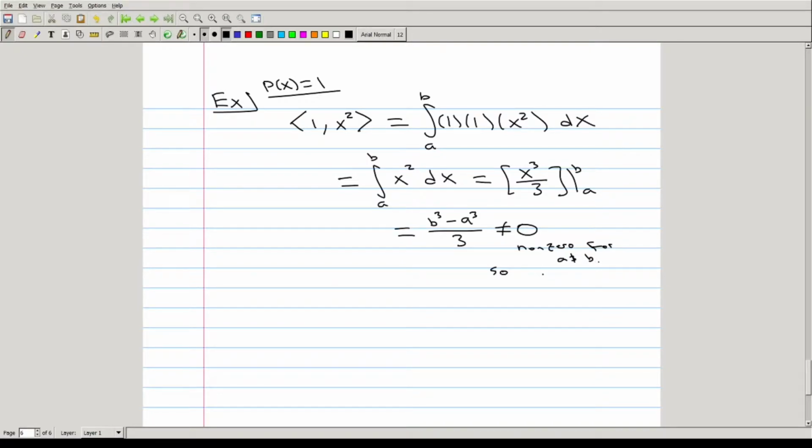So 1 and x squared are not orthogonal with the chosen weight function.